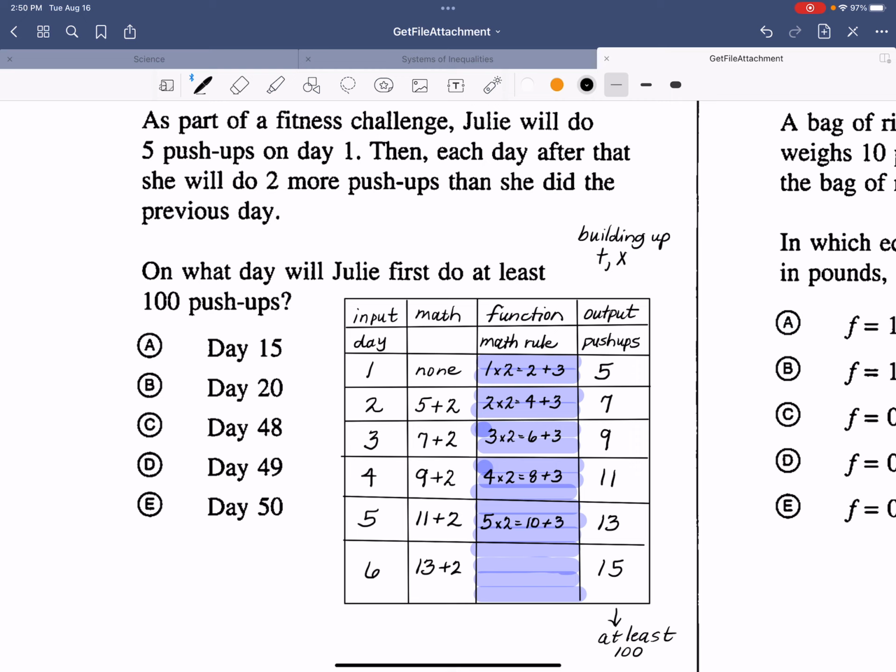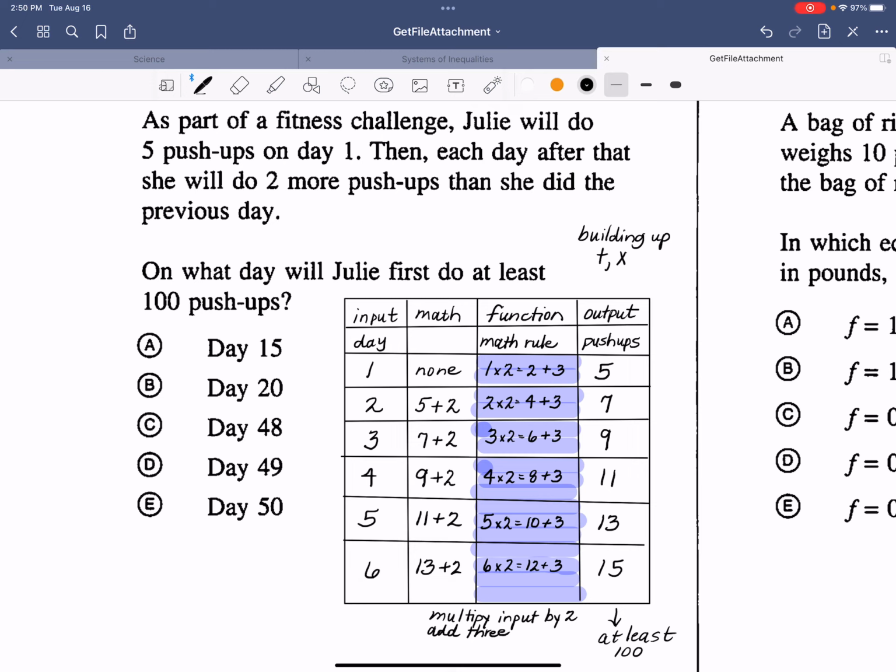This is the rule that I'm looking for. 6 times 2 is 12, plus 3 is 15. So we have found the rule. You multiply the input by 2, and then add 3.